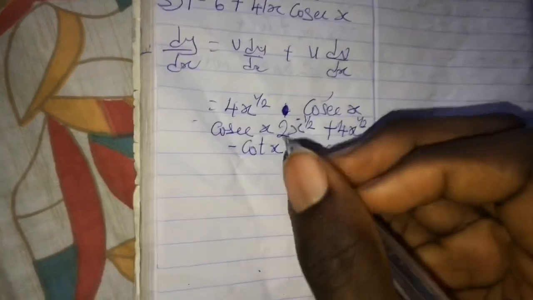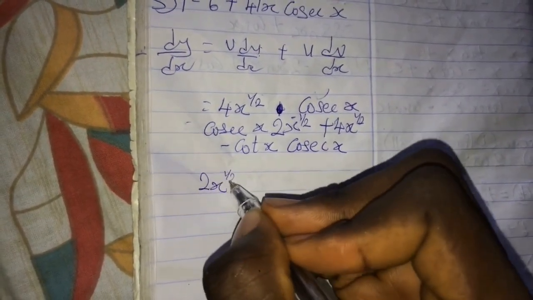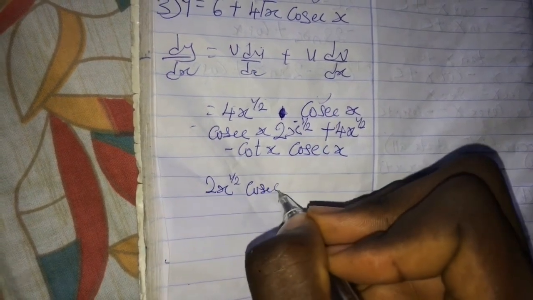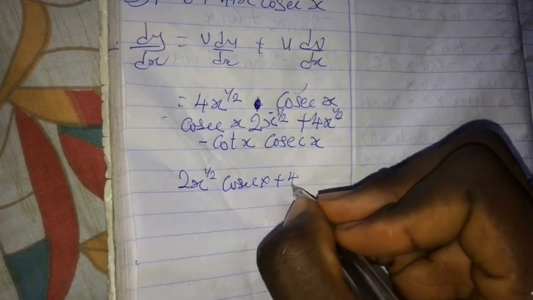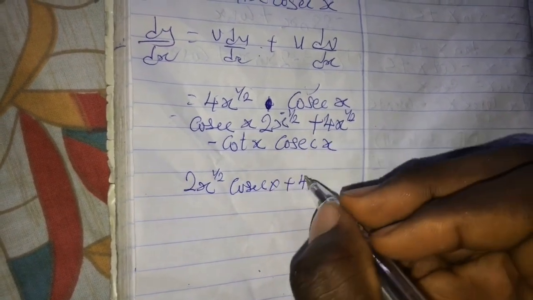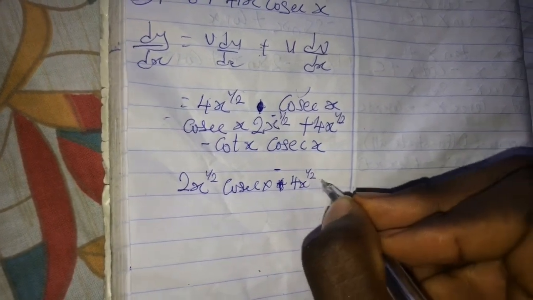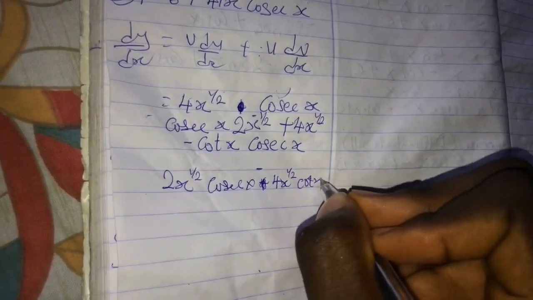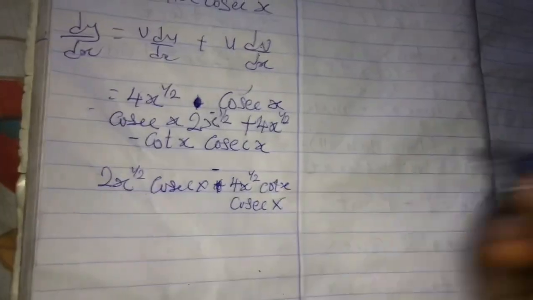So therefore our answer is 2x cosec x plus 4, or you can just put minus, let's make this minus 4x half cot x cosec x. So this is our final answer.